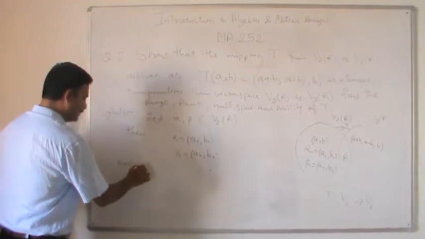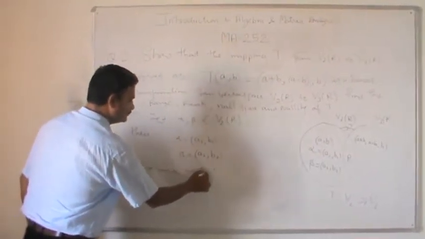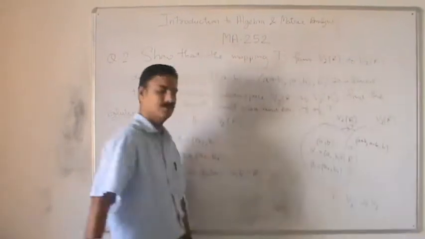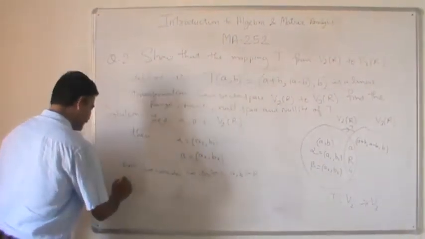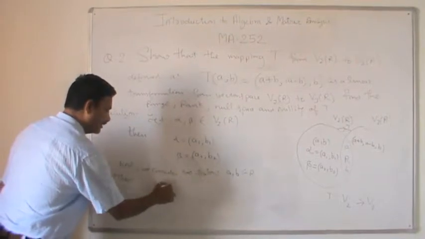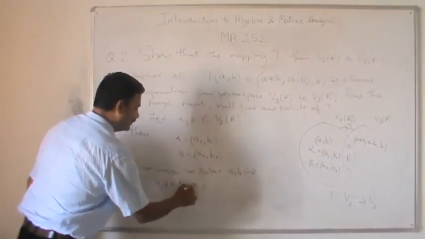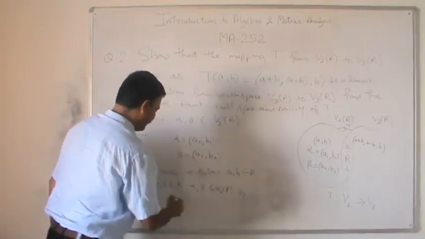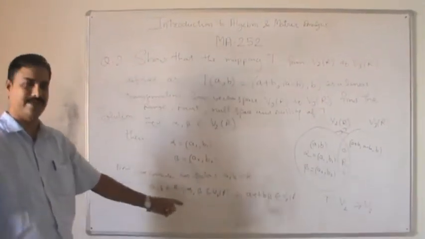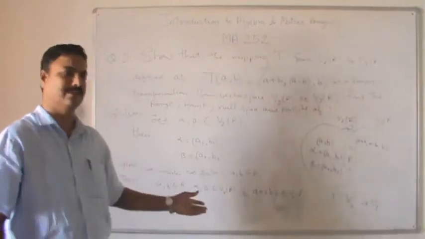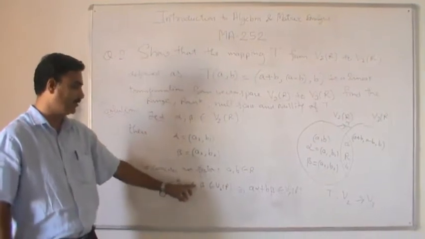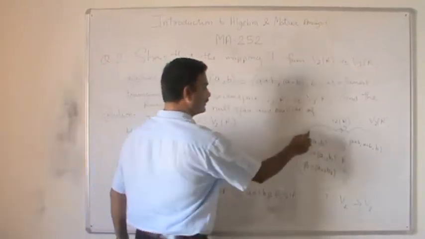Now we consider two scalars a and b belonging to R. Let us consider two scalars a and b which belong to field R. Then a and b being members of R and alpha and beta being members of V2(R), this implies a alpha plus b beta belongs to V2(R). Because V2(R) is a two-dimensional vector space, from the definition of a vector space it is clear that V2(R) is closed under vector addition and scalar multiplication. So if we choose a scalar a in R and alpha belongs to V2(R), then clearly a alpha is again a member of V2(R).